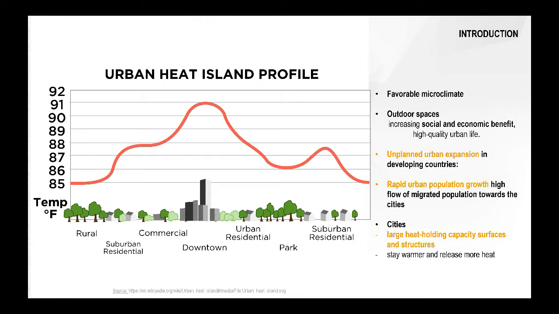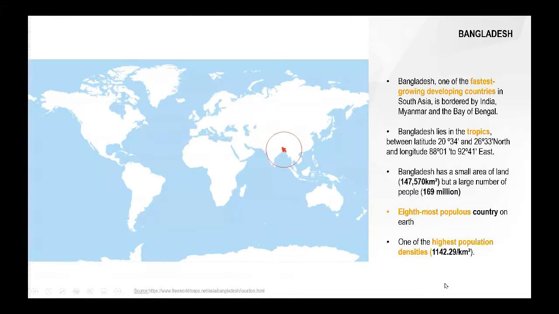However, due to the unplanned urban expansion in the developing countries, the amount of surfaces and structures with large heat holding capacity is being increased. And due to that, we can see the air temperature near the built up area is much higher than the rural and the suburban areas, and this impact is called urban heat island effect.